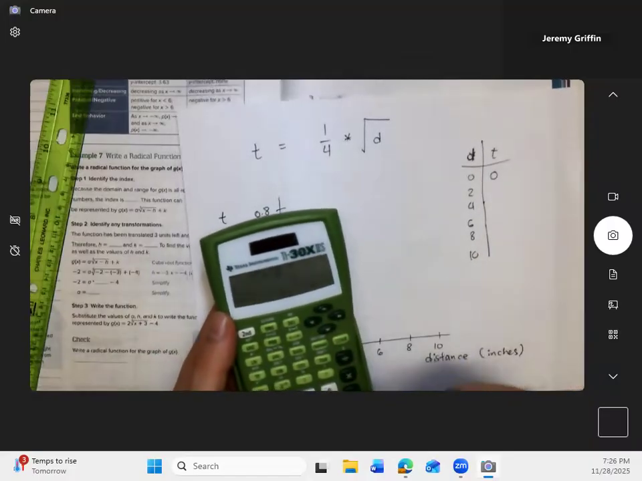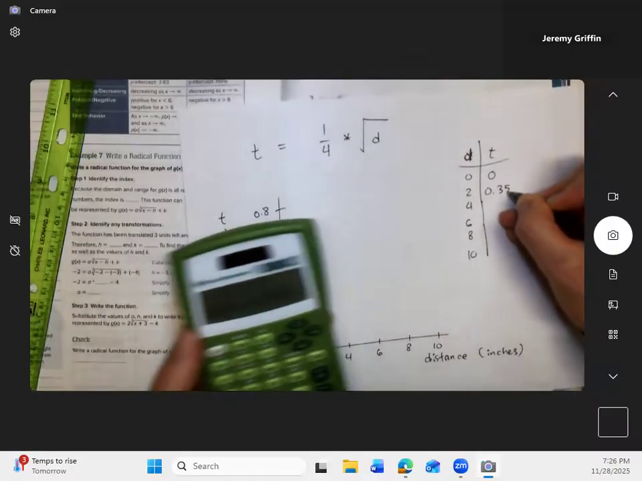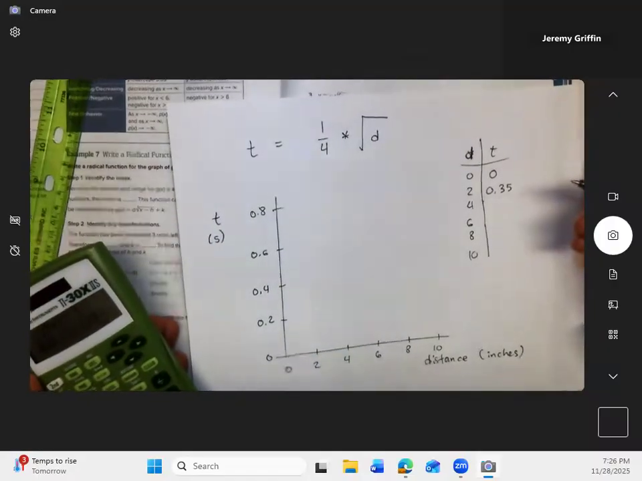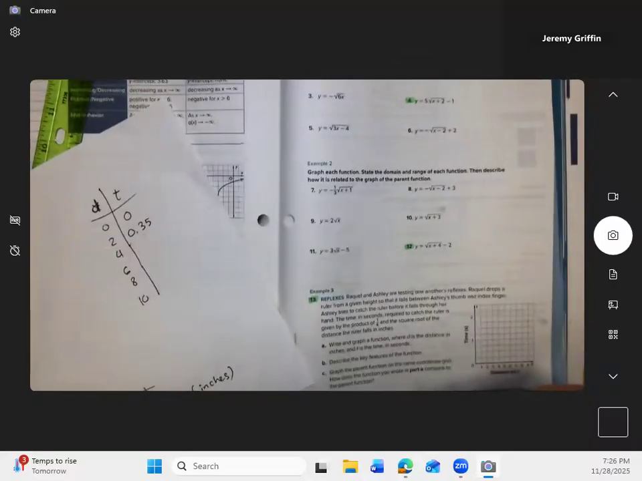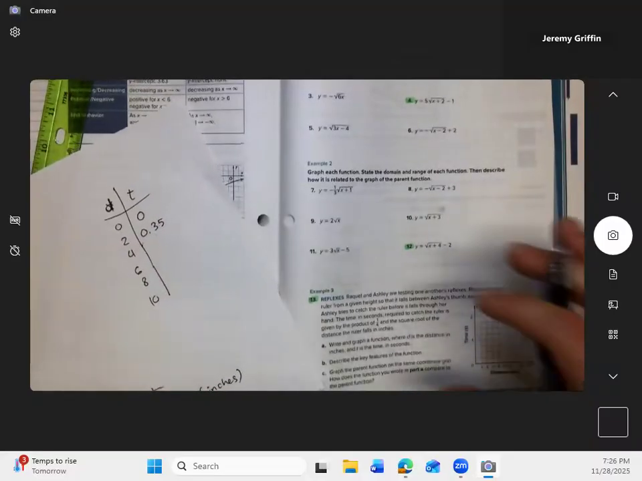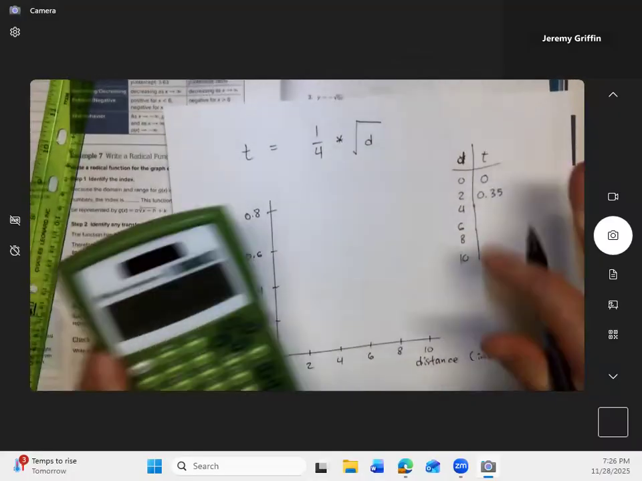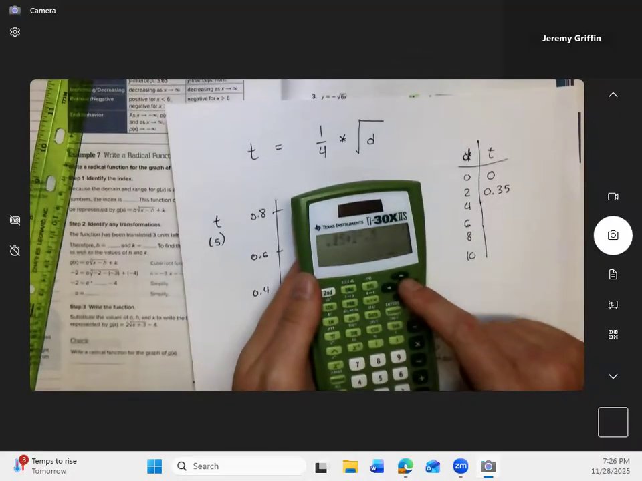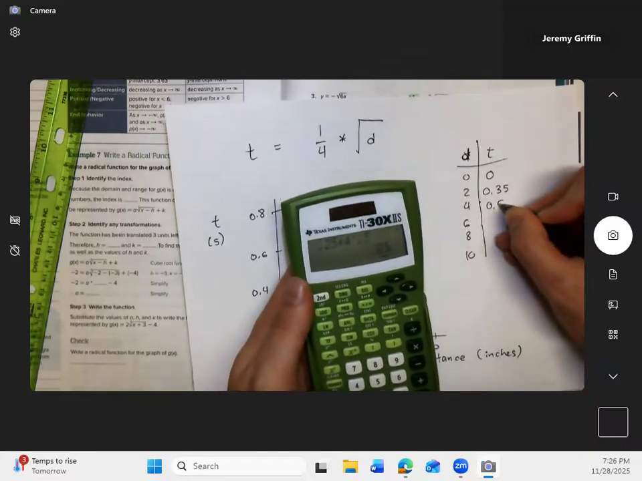If I plug in 2, I get 0.35. I don't think this equation is exactly accurate now that I'm looking at it. Did they really say that? Product of, yeah. Okay. I'm really being academic with this, just following this straight out of the book because I don't think this is super accurate. But just get the idea.